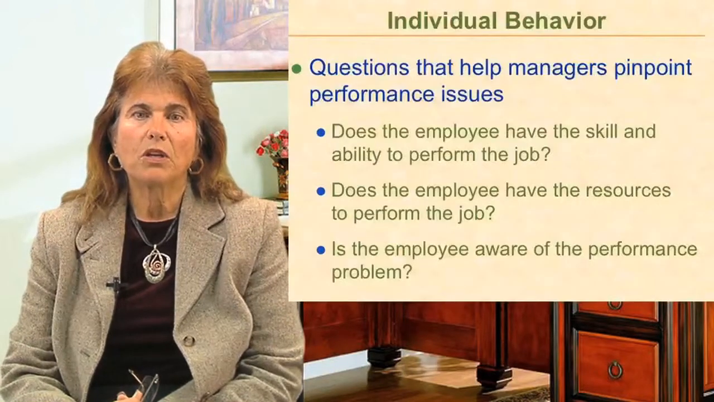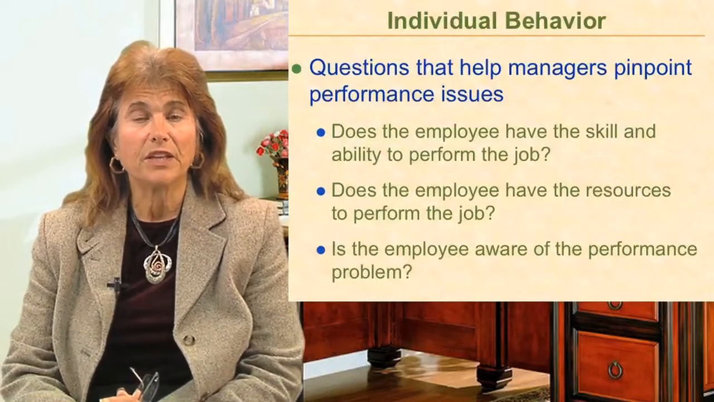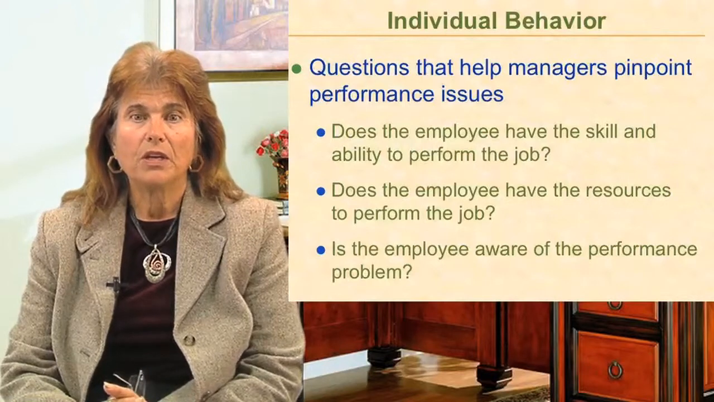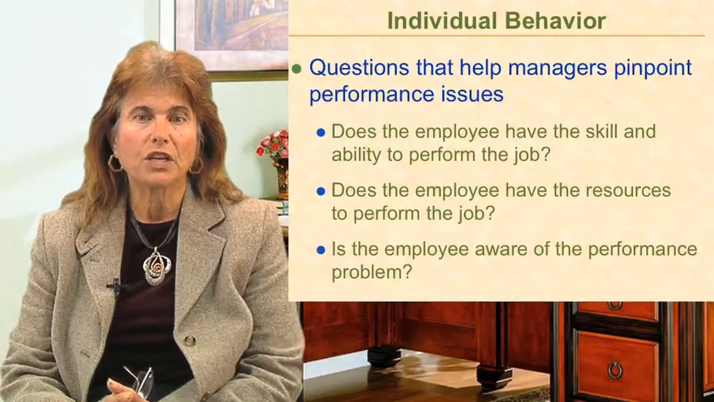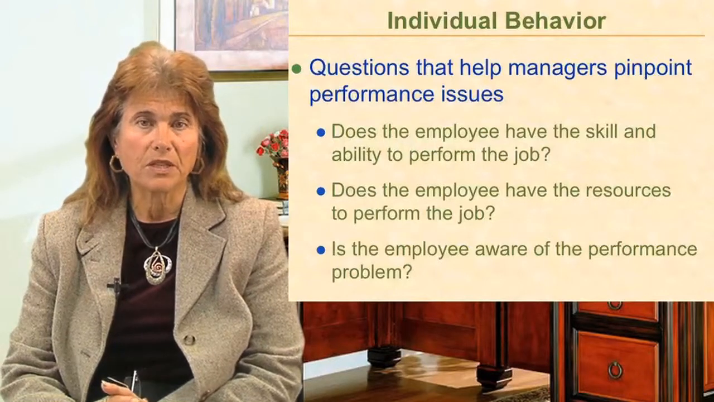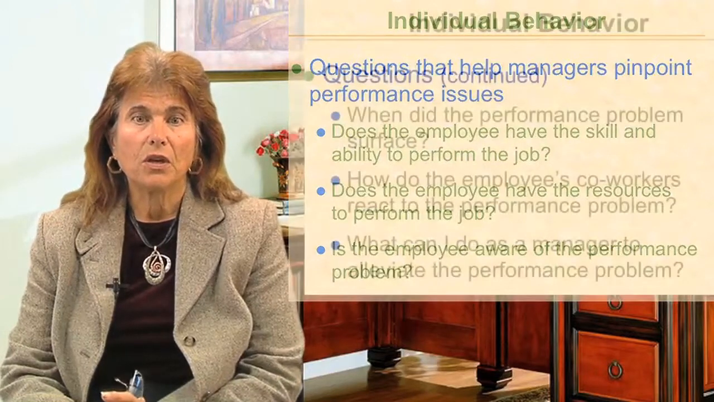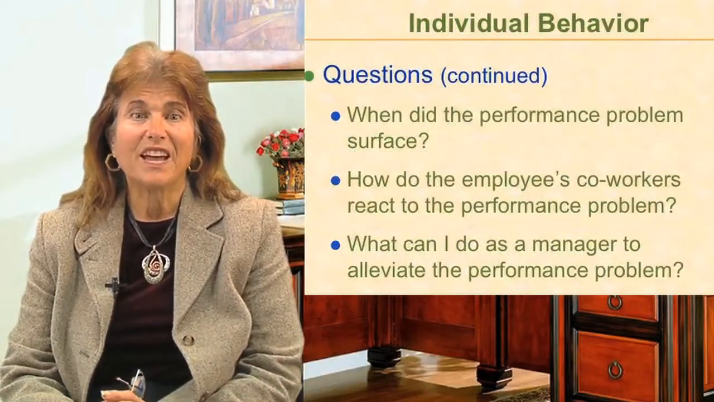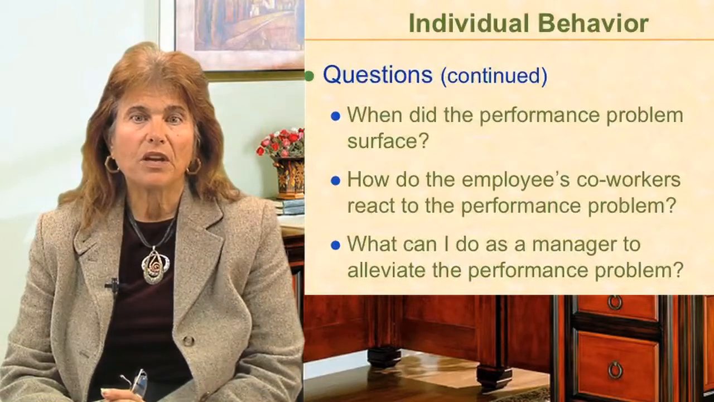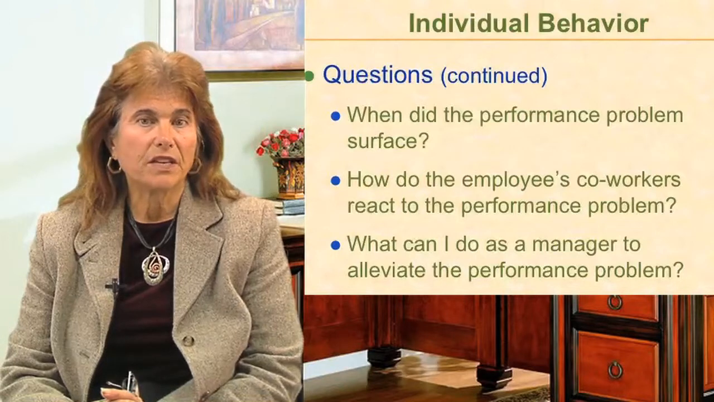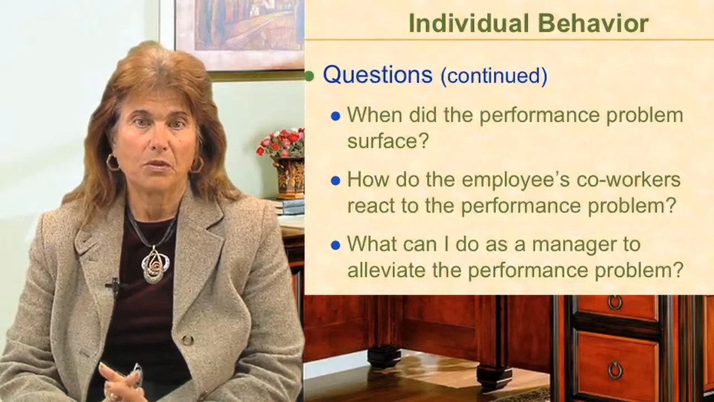Questions that managers might want to look at in looking at individuals are, first of all, do they have the skills to perform the job? Do they have the resources to perform the job? And does the employee have good cognition and awareness about any kind of problems that they might be encountering or actually creating on their own? If there is a performance problem, when did it happen? What might have been the cause of it? If they're not working well with others, how does that affect performance? And as a manager, what can you do to try and prevent performance problems?